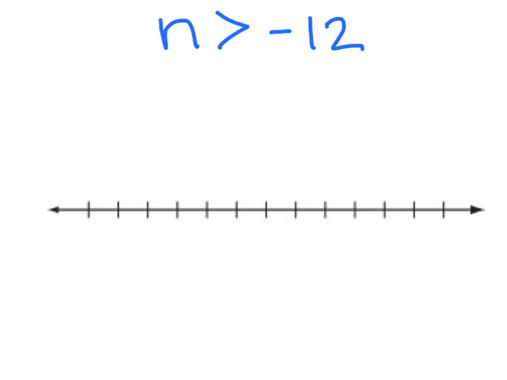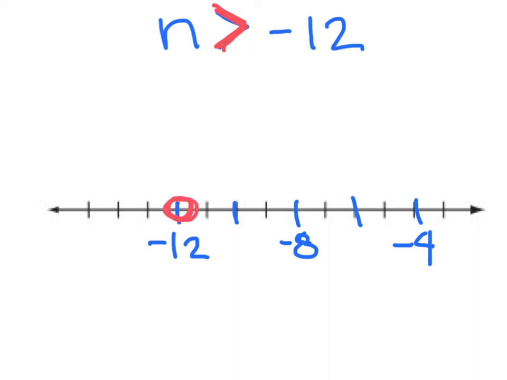My graph is going to be at negative 12. I'm going to label this one, and I'll put a negative 12 right here. Doesn't matter because we get to number these like we want to. Here will be a negative 8, negative 4. It is greater than negative 12, so our numbers are going to be pointing to the right, the direction of the larger numbers. There is no line under this, so this gives us an open circle at the negative 12. These are the numbers that are larger than negative 12, and so that's the direction of our arrow.